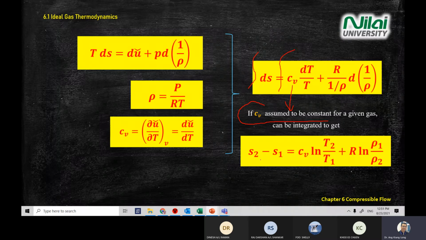When you have Cv as a constant and you integrate both sides, you get S2 minus S1 equals Cv ln T2 divided by T1 plus R ln rho1 over rho2. You get an ln when you integrate because this is 1 over something. Just take note of this: normally students will write this one as 2 and this one as 1, so take note that the subscript notation here is a bit different. If you're using Cv, S2 minus S1, the temperature is 2 divided by 1, and the density is 1 divided by 2. Later, when you change this to Cp, the notation will be different. Just be careful when you use Cv and Cp.